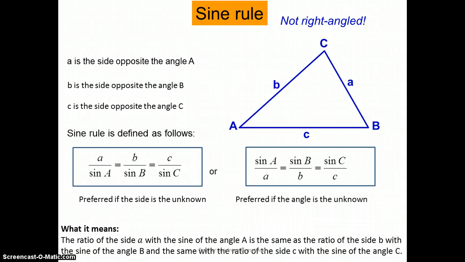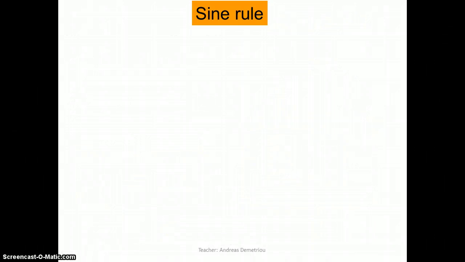We try to keep the unknown on the numerator. So the first formula is preferred if the side is the unknown, because the side is on the numerator. And the second formula is preferred if the angle is the unknown, because the angle is on the numerator. So we try to keep the unknown on the numerator. It's easier for the manipulations in the exercise.